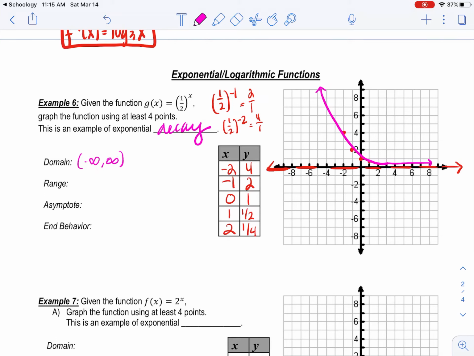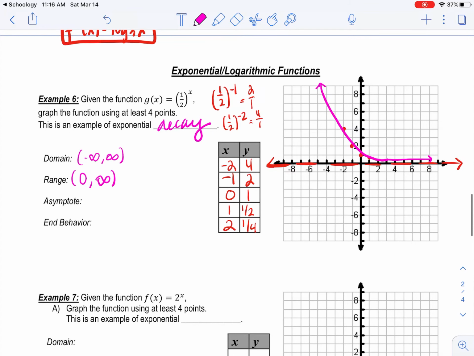The range of that pink function right there, if you look at them, the smallest y value is some number very close to 0, but not 0. So what I'm going to say is that it's 0, but not including 0, and then it goes forever, to infinity. There's an asymptote at y equals 0.